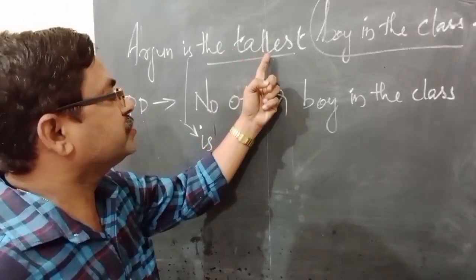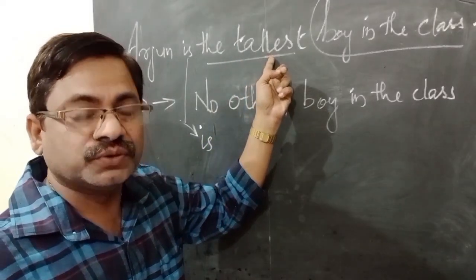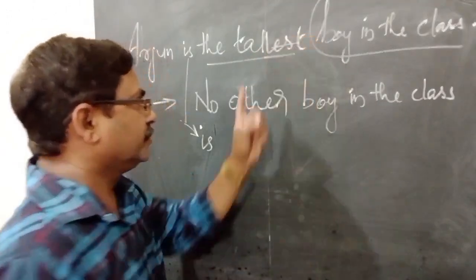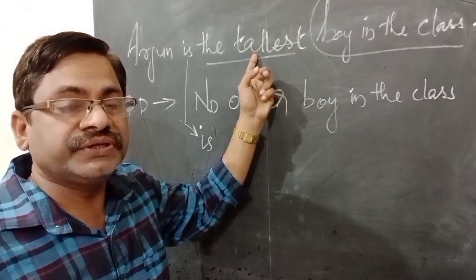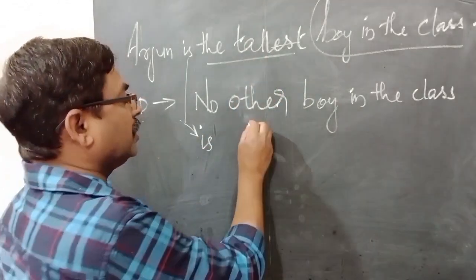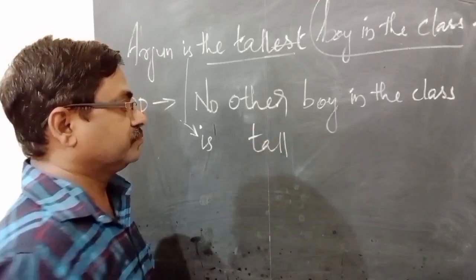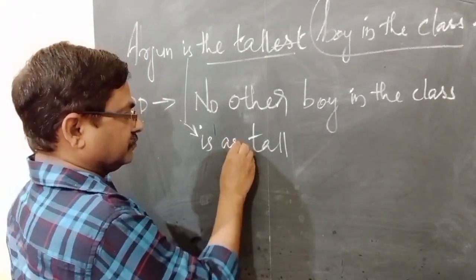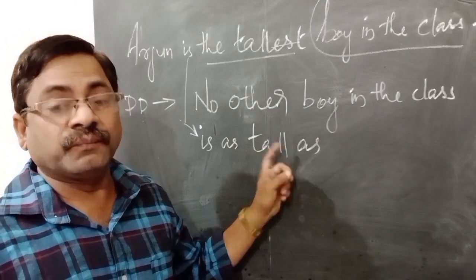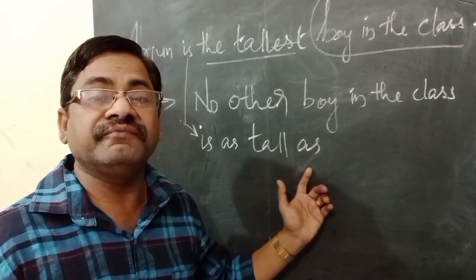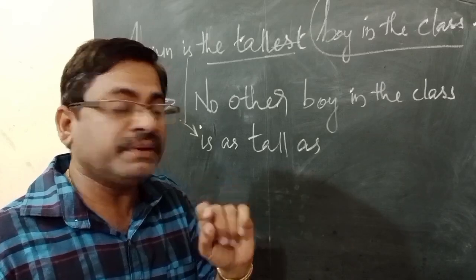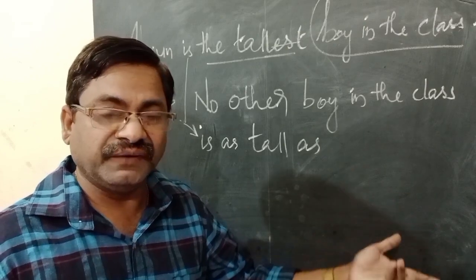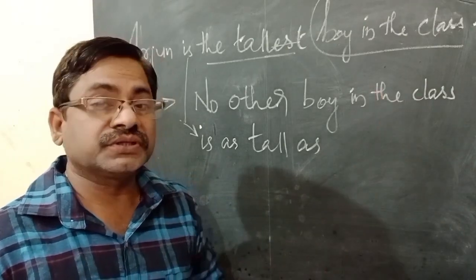After verb what? The positive form of this adjective should be used. What is the positive form? Whenever you are cutting the est, you will get the positive form. So tall, that is the positive form, positive degree. This should be placed in between two as's. So as tells us positive degree should be written in the same way. Positive degree should be used in the same way. As tall as, as short as, as big as, as clever as, as rich as, as poor as. In such a way.